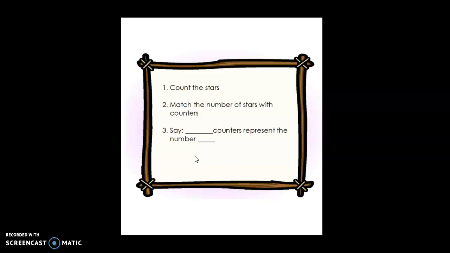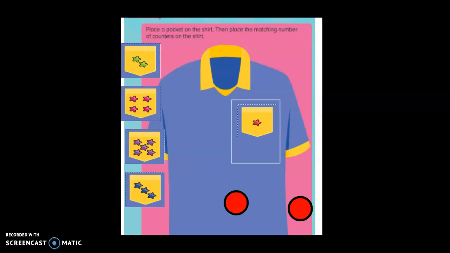Let's practice together. For example, if you are going to represent the number 1, here is your picture, your object, 1 star. 1 star and 1 counter, and you would write the number 1. So you could draw 1 object and then write the number 1.